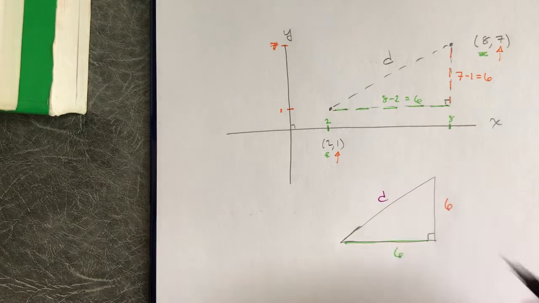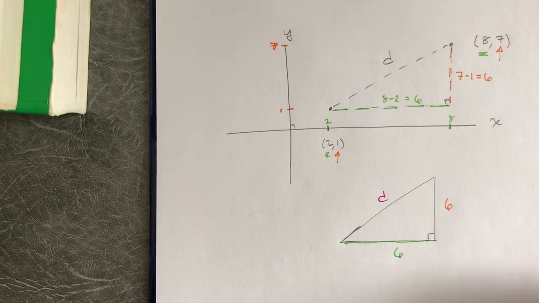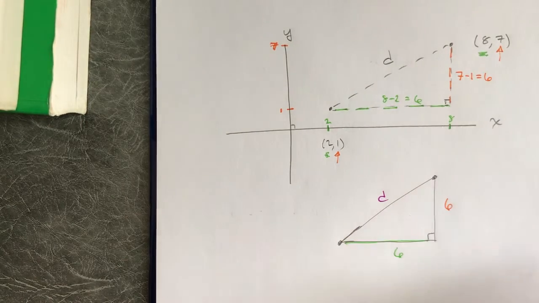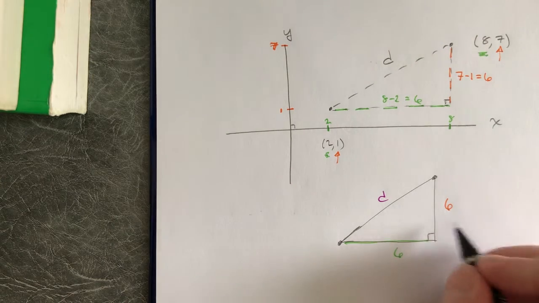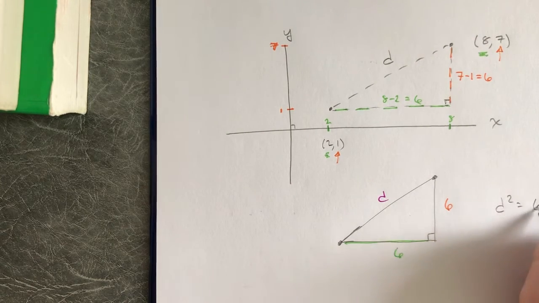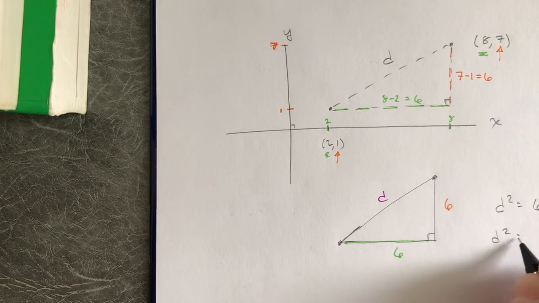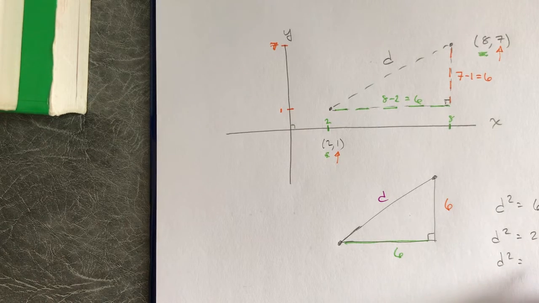And this is the side that we want, and this is Pythagoras. This is why people say that if you want to know the distance between 2 points, you're basically using Pythagoras. So I know that d squared is 6 squared plus 6 squared. D squared equals, well, that's 2 times 36, which is 72.